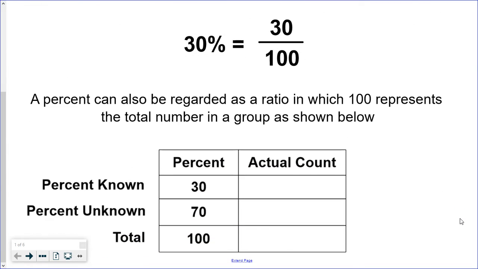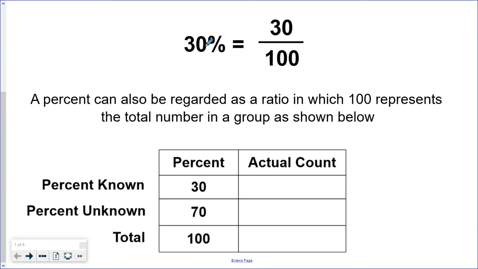A percentage can also be regarded as a ratio, kind of like the ratio boxes we've been doing the last few lessons, in which 100 represents the total number in a group, like in this chart below. For example, if I had 30%, that's the percentage that I do know. So the first column represents the percentage, and the percentage that I do know, I'm going to put right there, 30%.